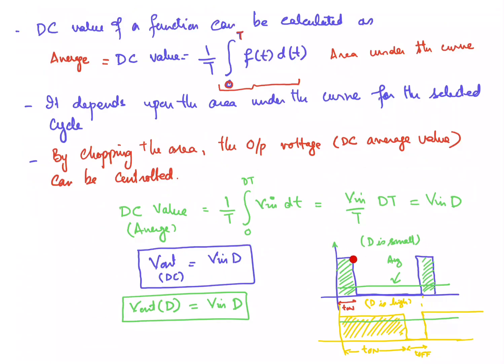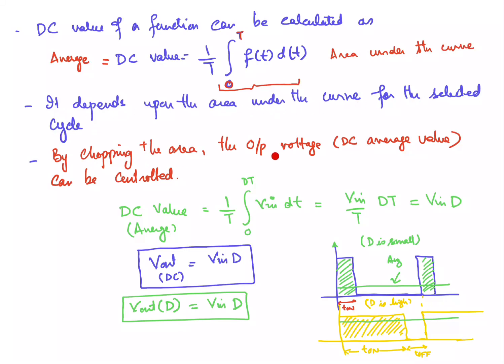If we have a small duty cycle, it means you are going to turn on the switch for a small interval of time and keep it off for a longer interval of time, and this is your average value. But if you increase the duty cycle by keeping your switch on for a longer interval of time, you are going to cover more area, so your average DC voltage will be higher in this case as compared to this case. So for a higher duty cycle, you will get a higher DC output voltage. So output DC voltage depends upon the area under the curve of the selected cycle.